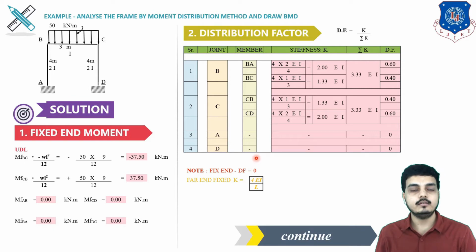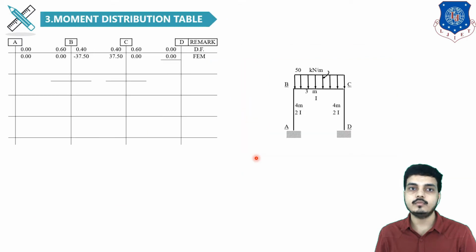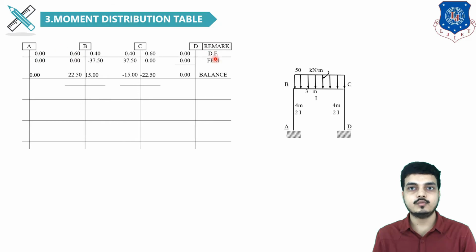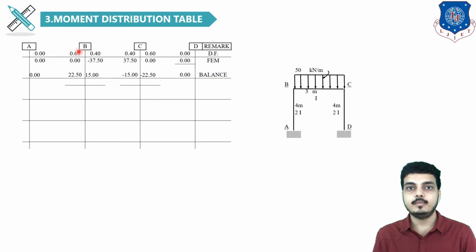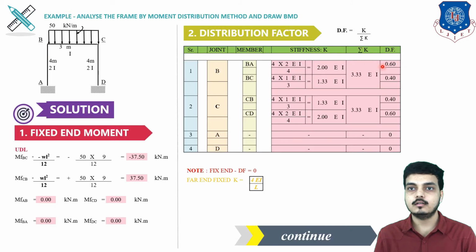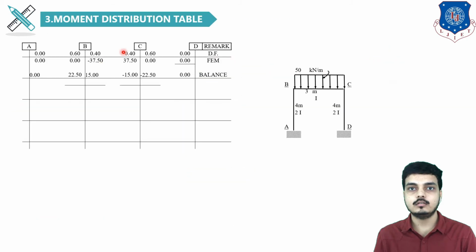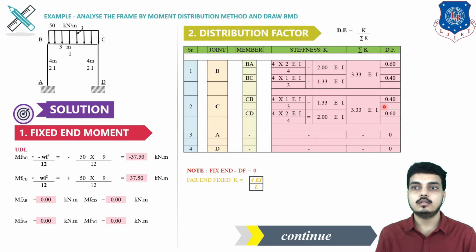Now moving ahead with step number 3, which is the moment distribution table. First of all, we will write the DF, which we found in the previous step. So for A support it will be 0, for MBA it is 0.6, for MBC it is 0.4, for MCB 0.4 and MCD equals 0.6, and then 0 for D support.